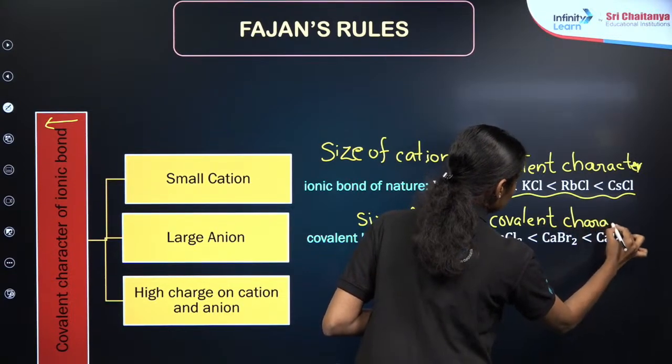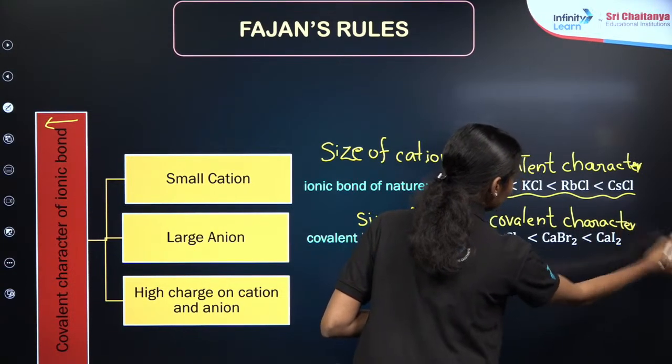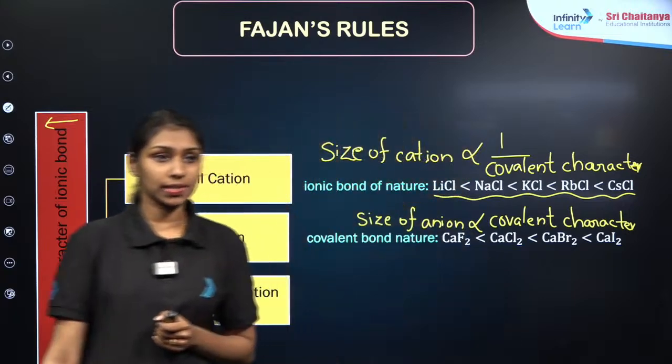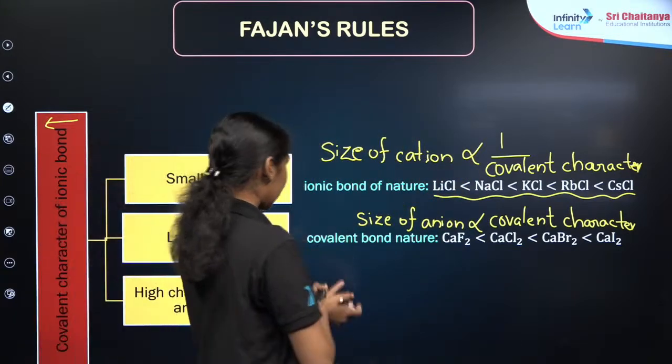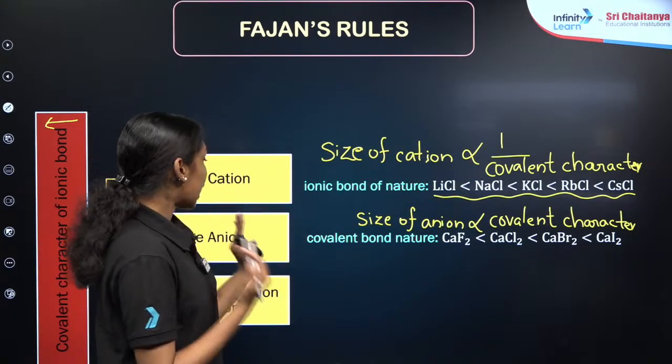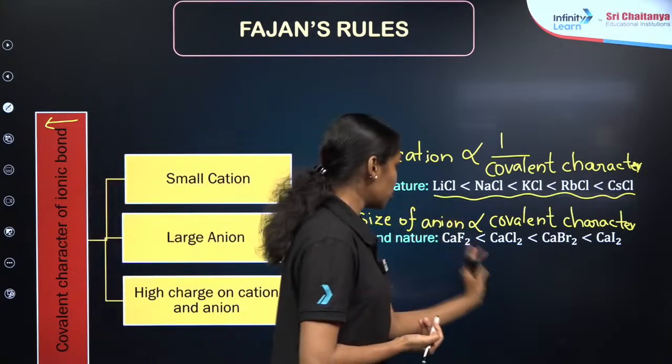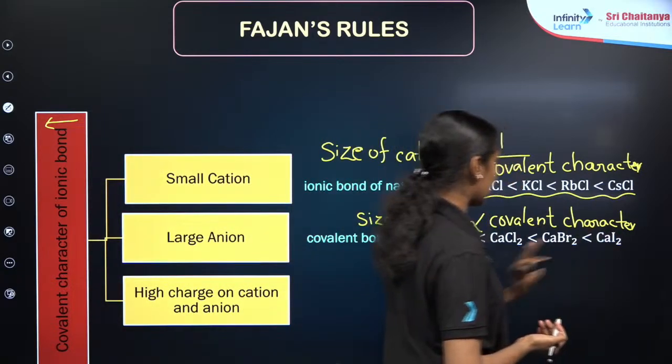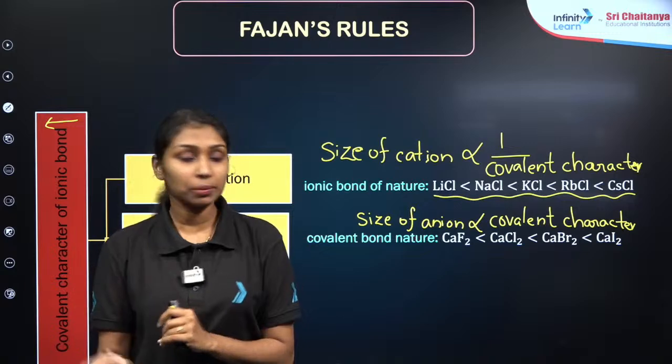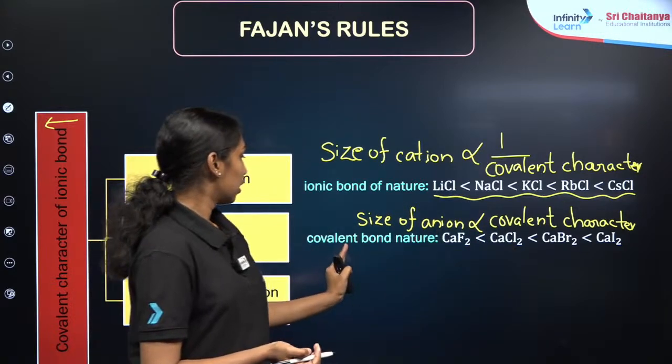Increases, right? As the size of the anion increases, the covalent character of the ionic bond also increases, right? So we can say that the covalent character increases in the order CaF2, CaCl2, CaBr2 and CaI2. Then what about the ionic bond order? It will be just the reverse, right? Clear?